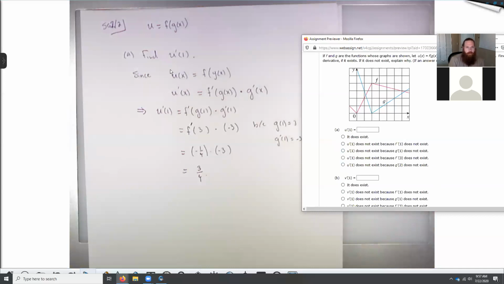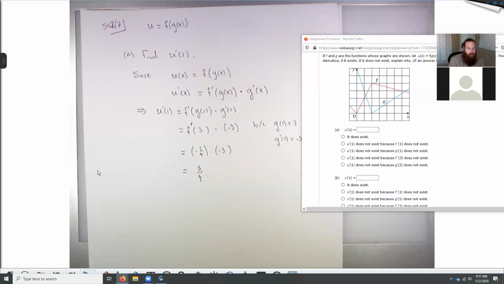You start with the formula, which they give you, like u of x equals f of g of x, or v of x equals g of f of x. You differentiate using the chain rule, and then you plug in. After you get to this step, you need to look back at the graphs to figure out all the little pieces.